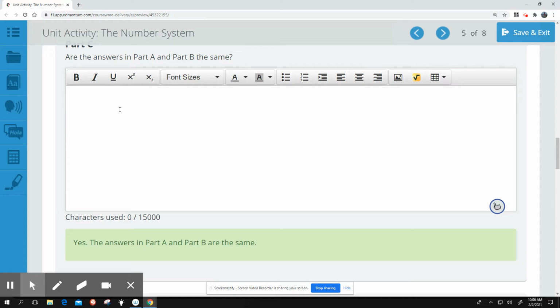So are the answers the same? They are the same. Oh my goodness. What? In part A, we modeled. And in part B, we divided. That's what I'm expecting for the A.